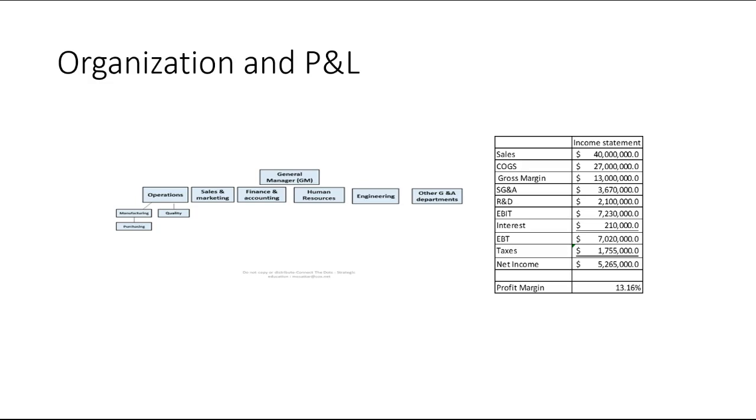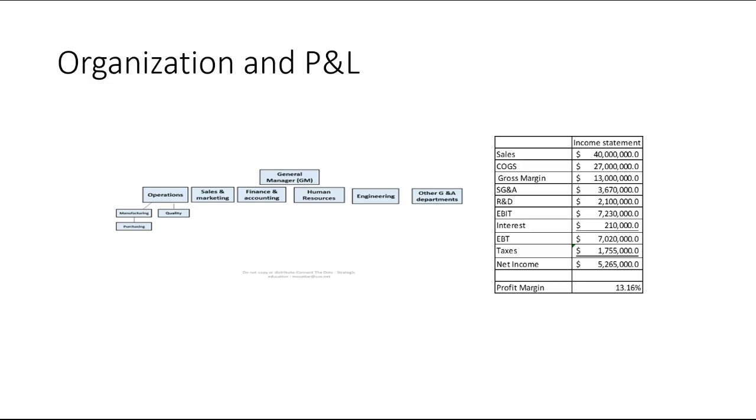So to get to the 7230 number, which is the EBIT number, we are taking the gross margin, which is what we had left over after we spent money for cost of goods sold. We subtract from it SG&A, which is $3.67 million, subtract $2.1 million for R&D, and we are left with 7230, $7.23 million or EBIT. The next expense that will come along is going to be our interest expense. So if we have a debt, we will be paying interest on it. And so in this example, it is $210,000.